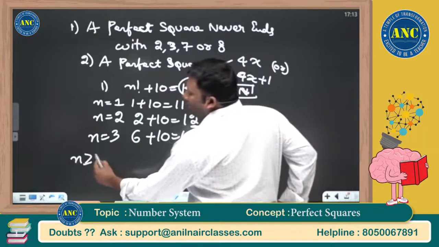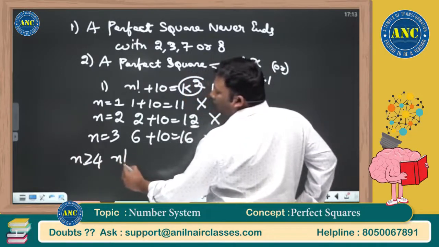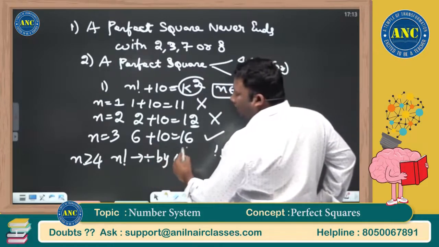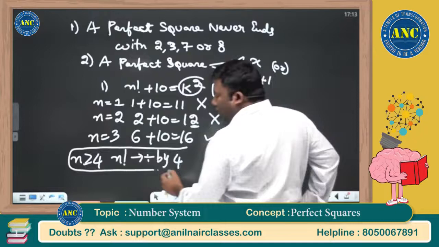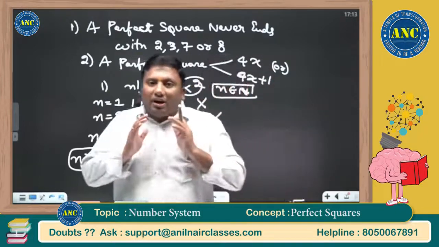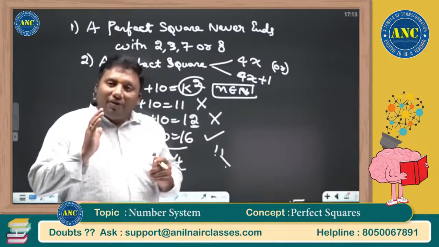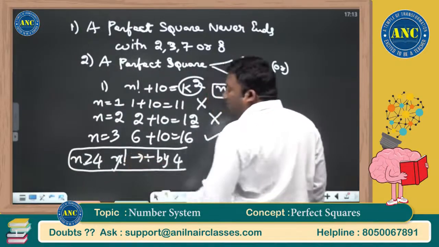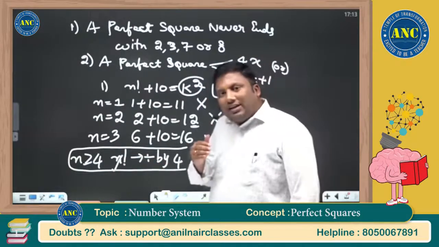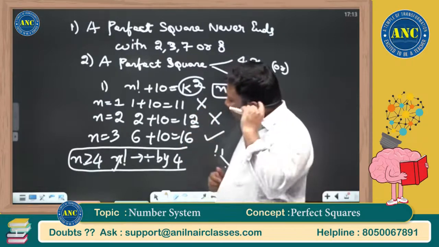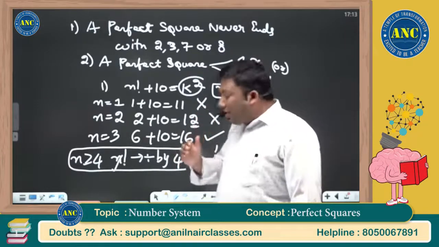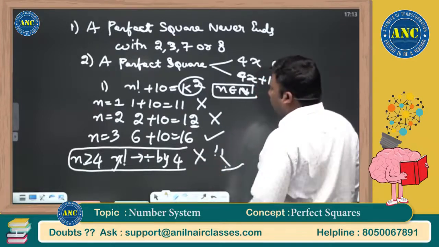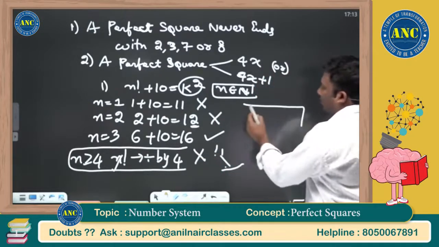Now see here. N greater than or equivalent to 4 onwards, n factorial is always divisible by 4. 4 factorial. What do you mean by factorial? Factorial is the product of all the natural numbers from 4 to 1. 4 into 3 into 2 into 1. It is divisible by 4. 5 factorial is 5 into 4 factorial. 6 factorial is 6 into 5 into 4 factorial. From 4 factorial onwards, all the numbers are divisible by 4.